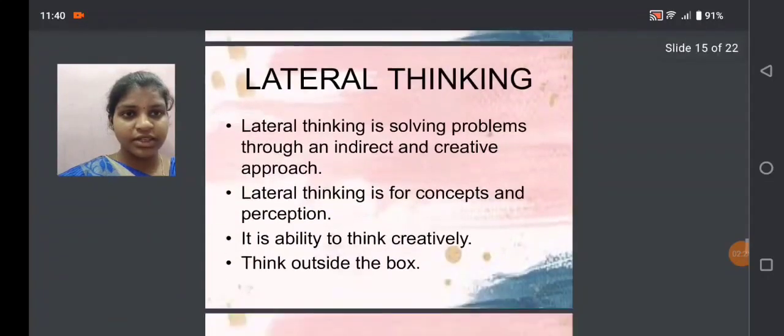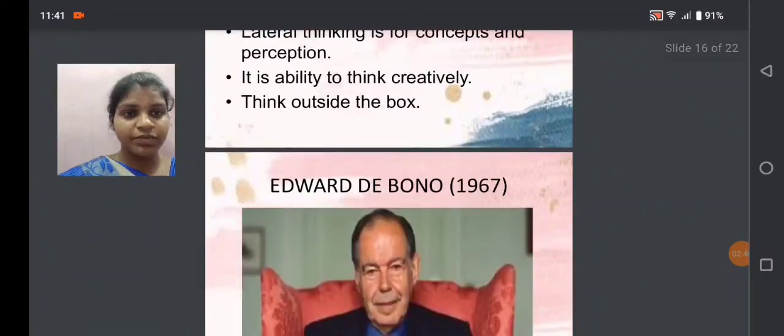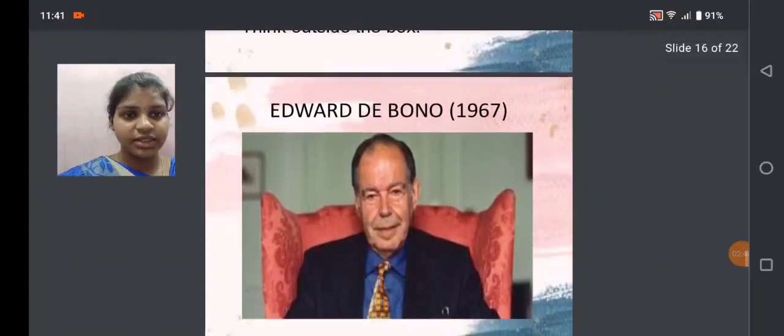Lateral thinking. Lateral thinking is problem-solving thought that indicates creative approaches. Lateral thinking is for concept and perception. It is the ability to think creatively, think outside the box. Edward de Bono introduced lateral thinking.